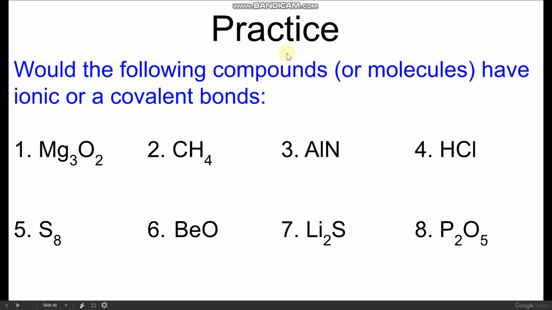Okay, and so then I just have 8 practice problems. I want you to go through and label these as either ionic or covalent.